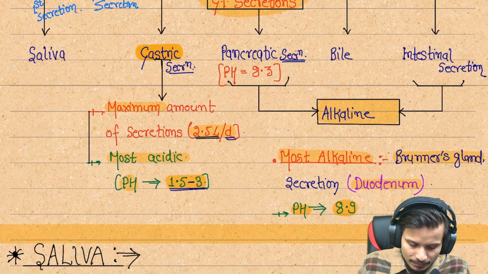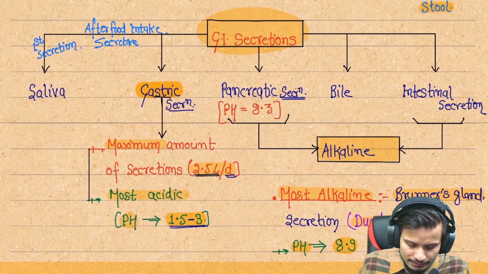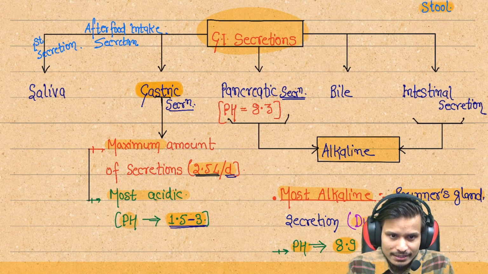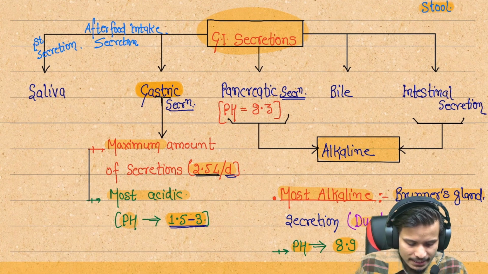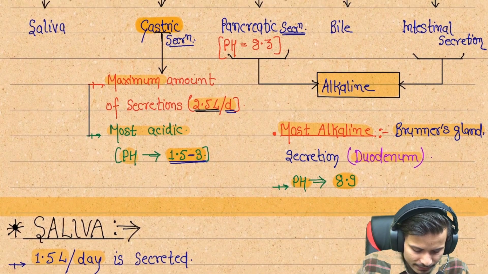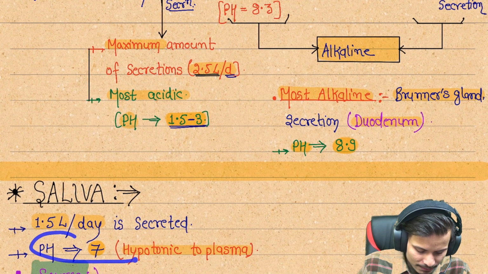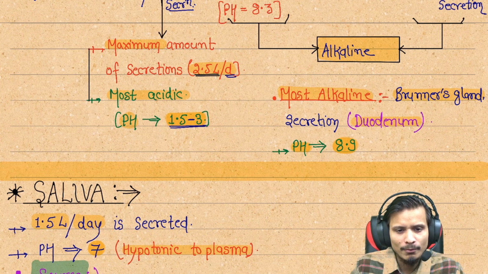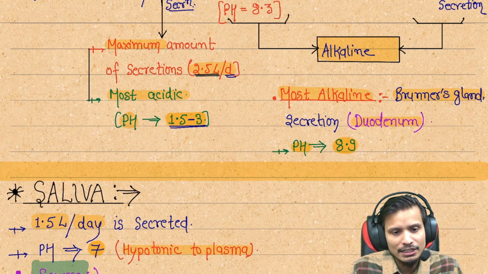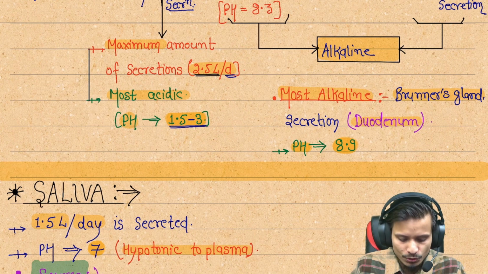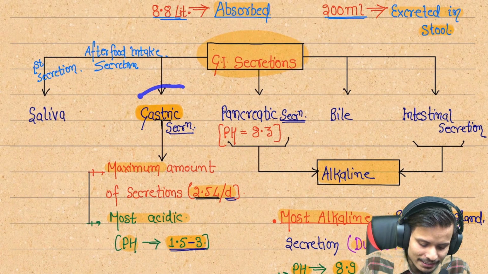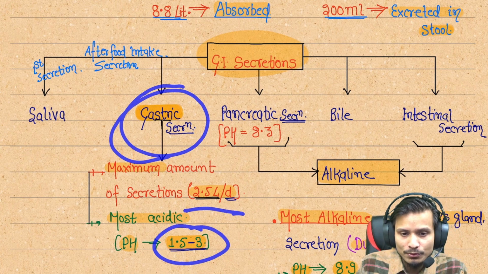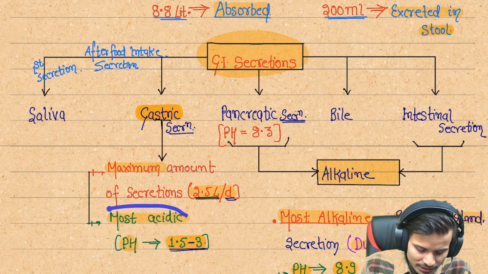In some amount we can see there are several pH values for these glands. What are the pH values of these secretions? Basically the saliva pH is 7, which means it is hypotonic to the plasma. We do not have to memorize that, but we have to know about it, because the pH of saliva is 7, that is neutral. But what is the pH of gastric secretion? That is 2. We can say 1.5 to 3 pH, and it is the most acidic pH in our GI secretion.